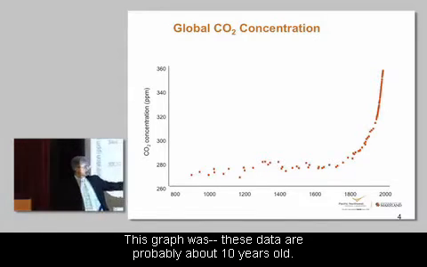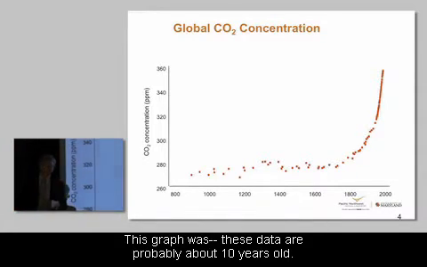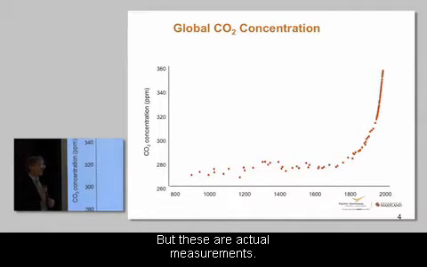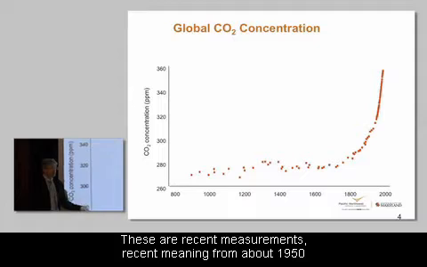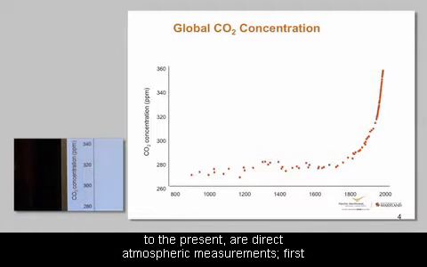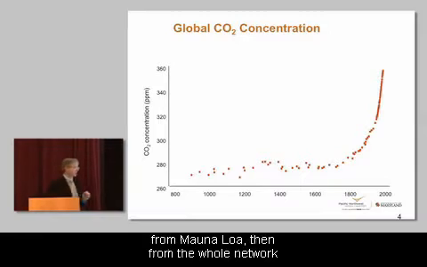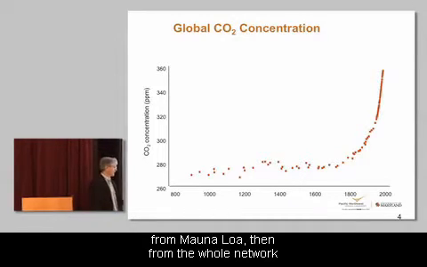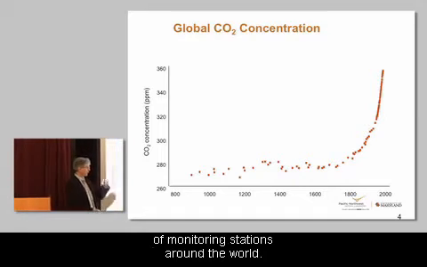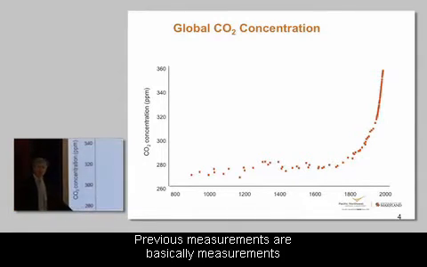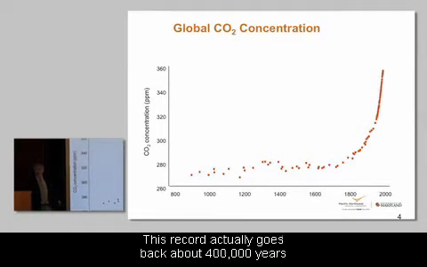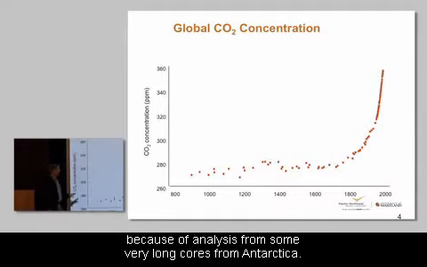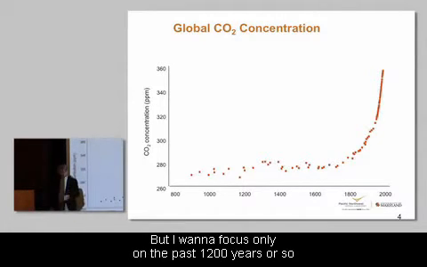These are recent measurements, recent meaning from about 1950 to the present, are direct atmospheric measurements, first from Mauna Loa, then from a whole network of monitoring stations around the world. Previous measurements are basically measurements of CO2 concentration from air bubbles that have been captured in ice and are actually pulled out of ice cores. This record actually goes back now about 400,000 years because of analysis from some very long cores from Antarctica. But I want to focus only on the past 1,200 years or so.